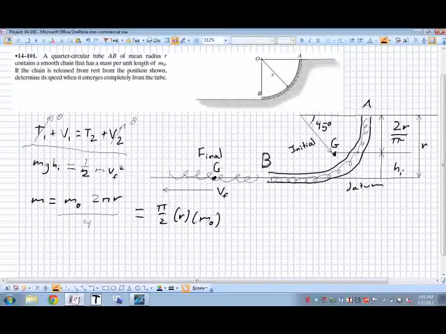To find the initial height, we know that the total height of our quarter circle is r, so our initial height from the datum is going to be equal to r minus 2r over pi, which is going to equal pi minus 2 over pi times r, and that term will be easier to work with later.